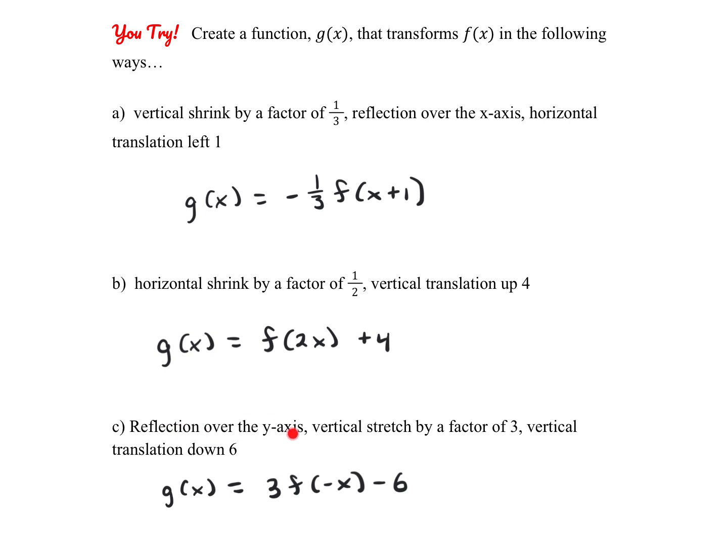And then here, reflection over the y-axis is horizontal, side to side. So the negative goes inside. The vertical stretch goes out front, and the -6 goes outside.